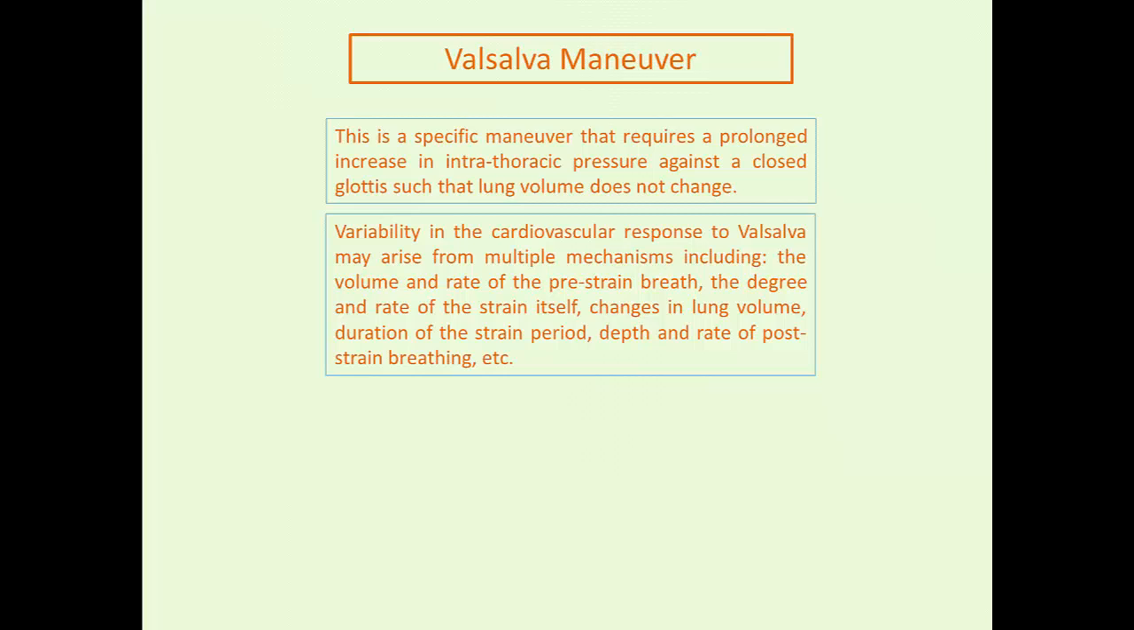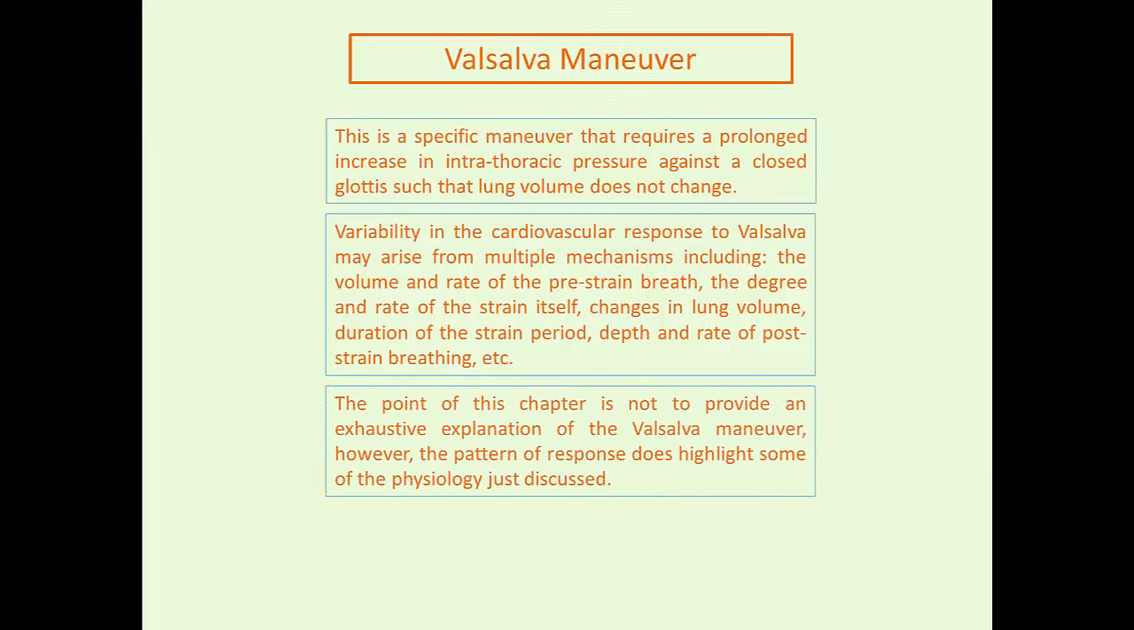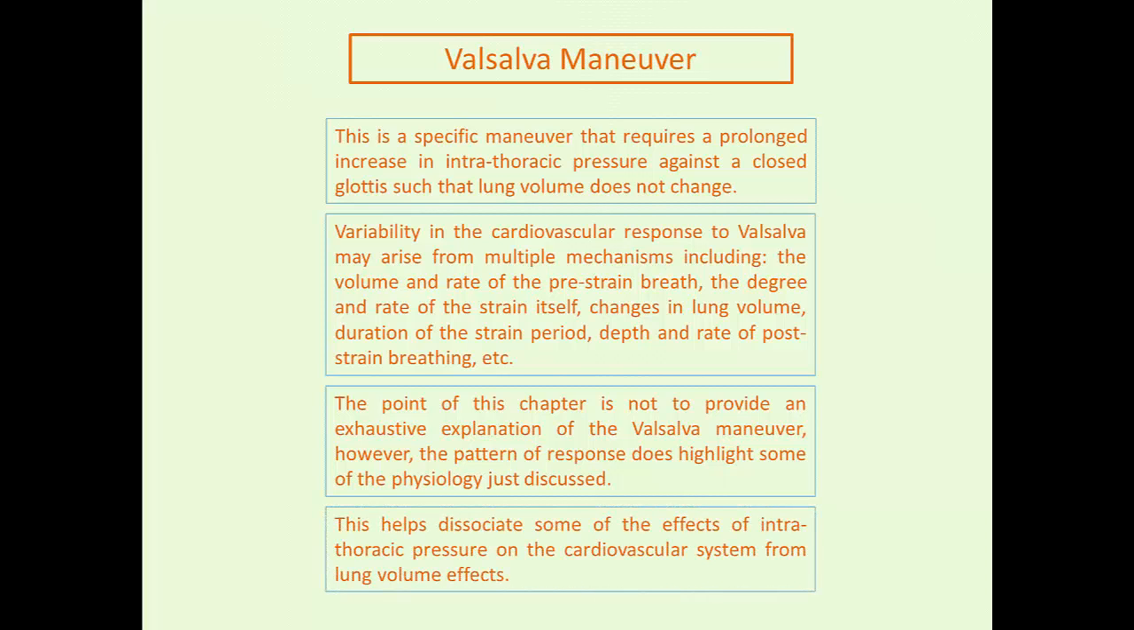And variability in the cardiovascular response to Valsalva in various papers can arise from multiple mechanisms, and it's somewhat similar to the Mueller, as I talked about a couple sections ago in this chapter. The baseline volume and rate of the pre-strain breath, the degree and rate of the strain itself, changes in lung volume, which really shouldn't happen if you're doing the Valsalva correctly, the duration of the strain period, the depth and the rate of the post-strain breathing, etc. But I don't really want this to become an exhaustive explanation for Valsalva. But the pattern of response does highlight some of the physiology that we just discussed.